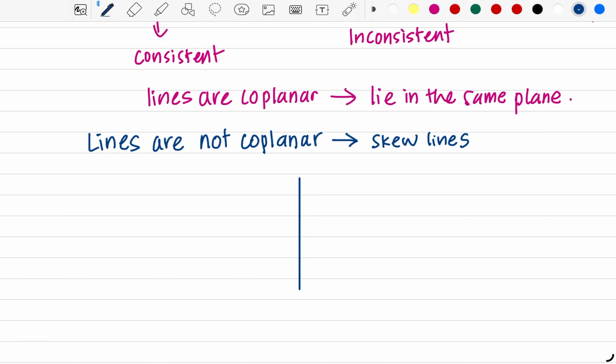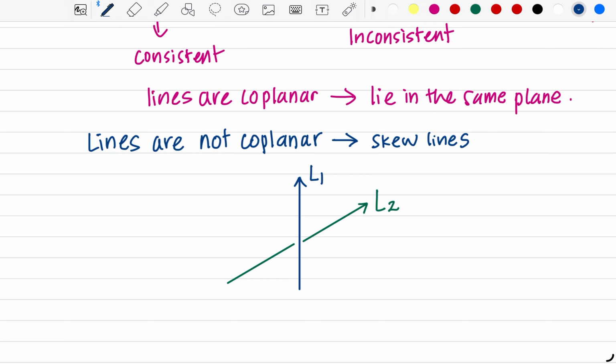Skewed line is quite imaginative. So let's say I have a line in one plane. Let's say another line on the other plane, and they are not parallel. So let's say this is line 2. I have line 1. They are not in the same plane. So even though they are not parallel, they are not intersecting at a point.